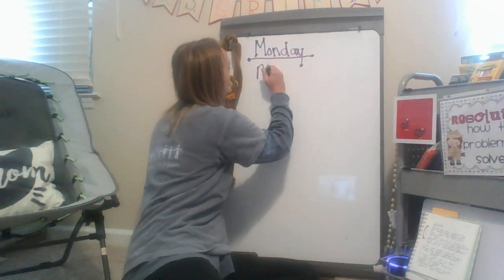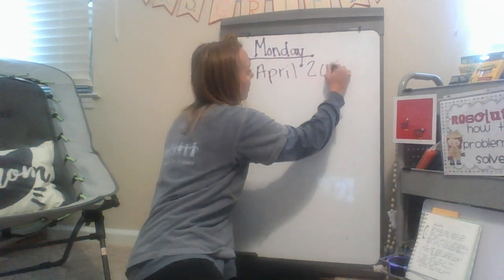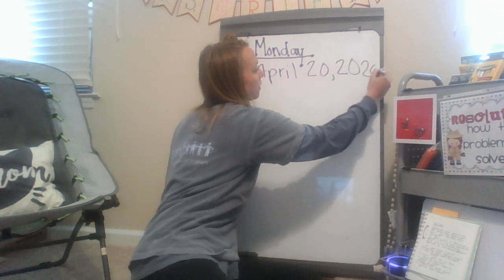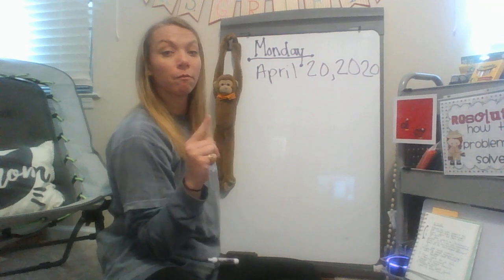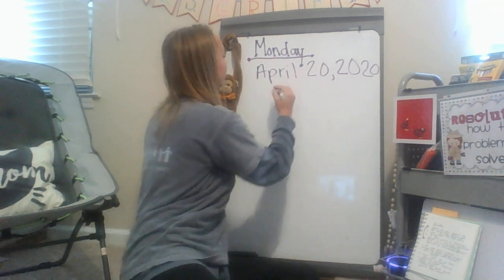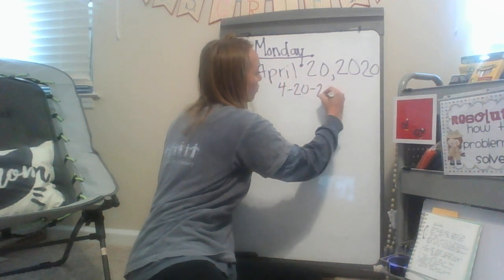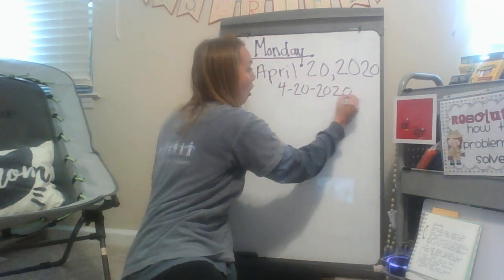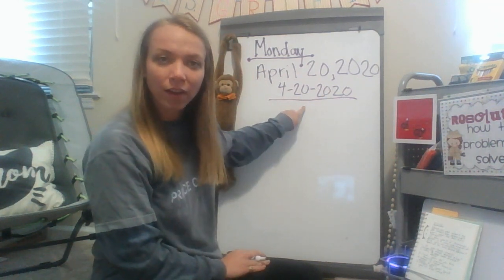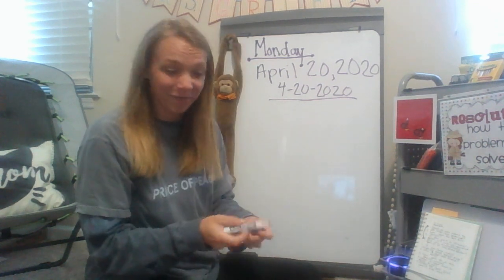April 20th, comma, 2020. Or 4-20-20. 4-20-2020. What? Do you see this? 20, 20, and 20. What a weird day this must be.